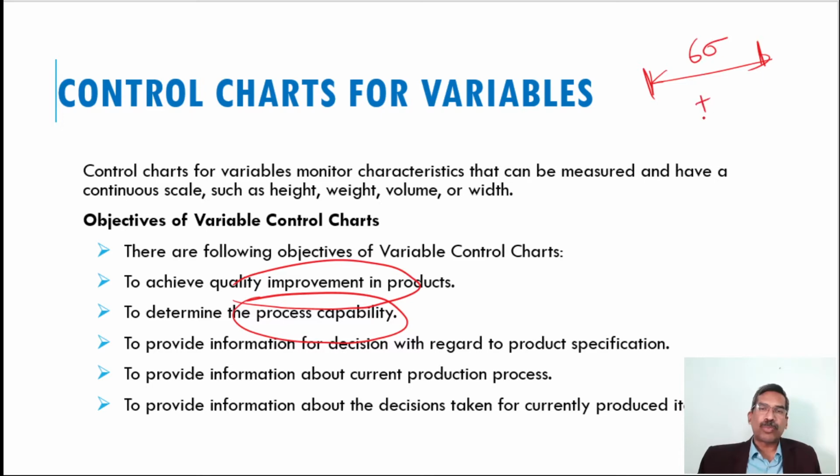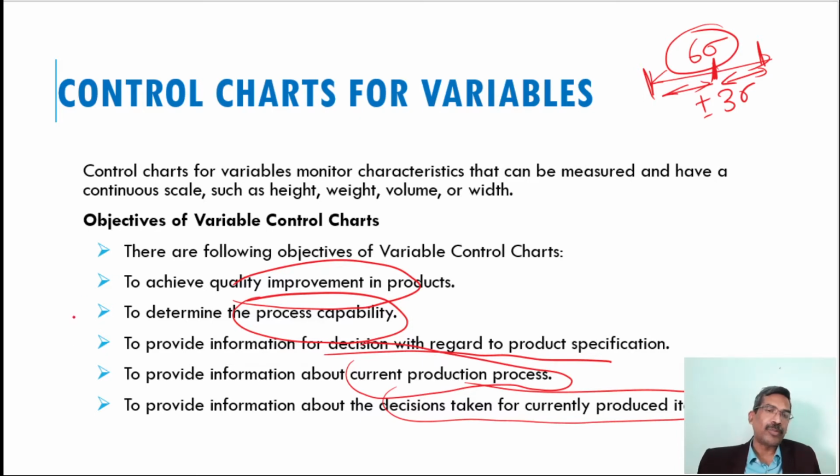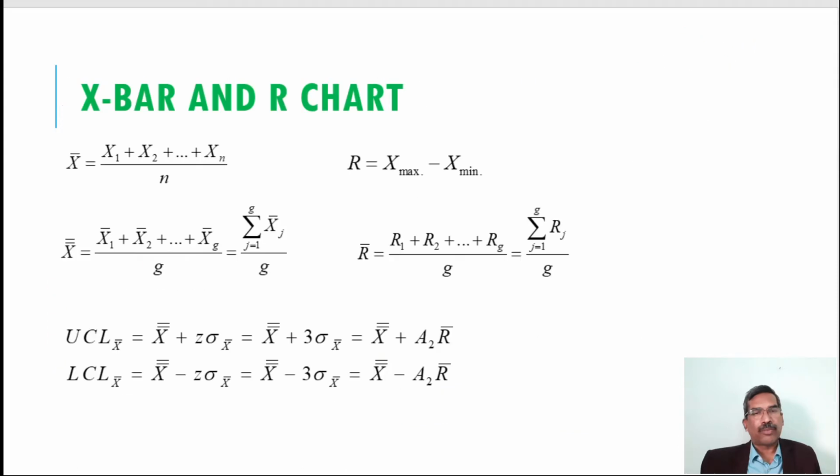6 sigma means plus minus 3 sigma. This will be the mean value, and this will be minus 3 sigma, and this will be plus 3 sigma. So we want to find the process capability, or you can say the process spread. Now provide information for decisions with regard to product specification, then information about the current production process, then information about the decision taken on the currently produced item. So these are the objectives of the control chart for variables.